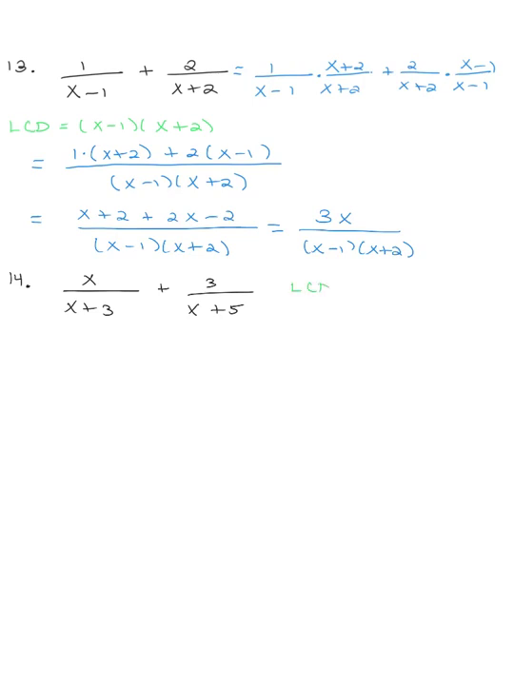All right, again, the least common denominator for this is going to be simple. It's just x plus 3 times x plus 5.